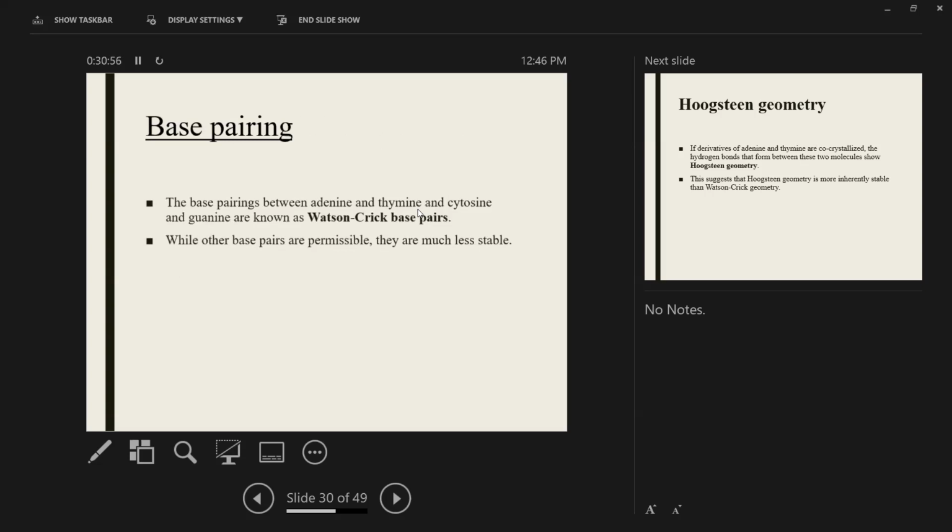All right, let's look at base pairing. The base pairings between adenine, thymine, cytosine, guanine, those are called Watson-Crick base pairings. It wasn't really Watson and Crick that discovered them. It was Jerry Donahue, who was in the laboratory, who was a chemist. Apparently Watson never took a chemistry class.